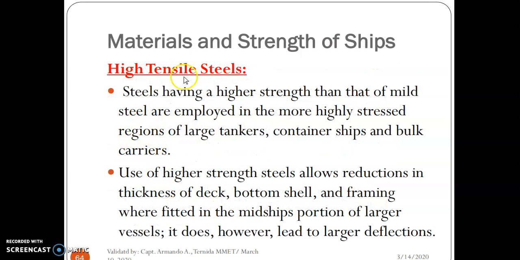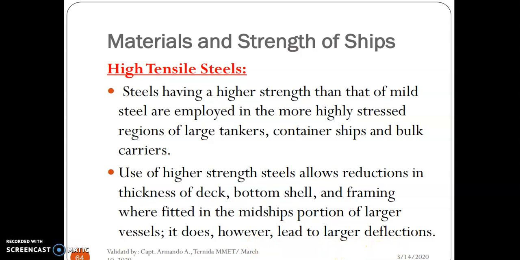Okay, so, high tensile steels. Steels having a higher strength than that of mild steel are employed in the more highly stressed regions of large tankers, container ships, and bulk carriers. Using higher strength steels allows reduction in thickness of deck, bottom shell, and framing. Where fitted in the midship portion of the larger vessel, it does, however, lead to a larger deflection.